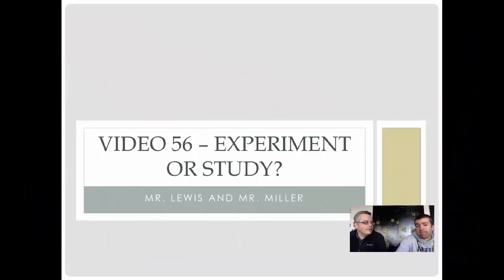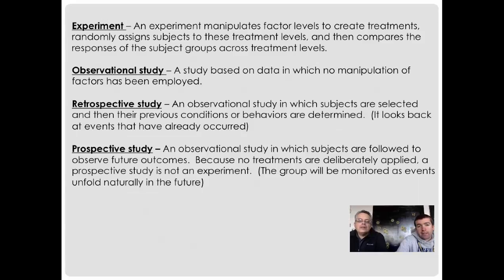All right. This one really is a quick one. It's a question of whether a study was an experiment or an observational study. There's a big difference, so you have to be able to tell the difference. Here are the definitions. Mr. Lewis, what do we have? An experiment manipulates factor levels to create treatments, randomly assigns subjects to these treatment levels, and then compares the responses for the subject groups across the treatment levels.